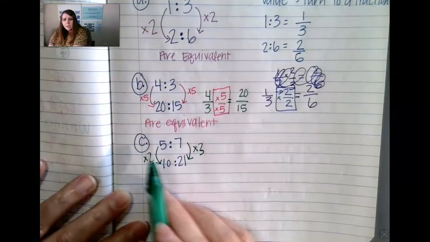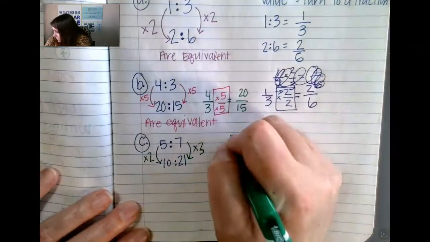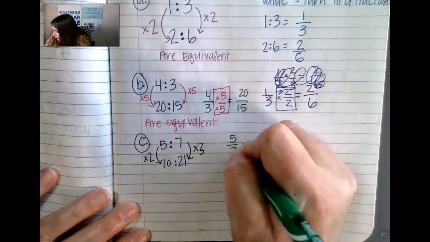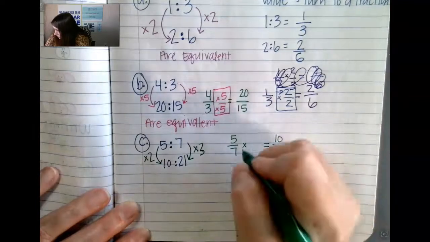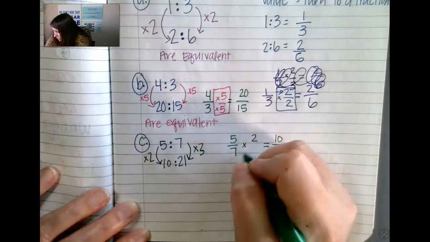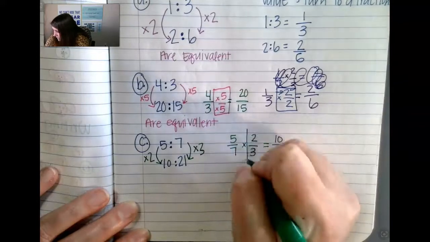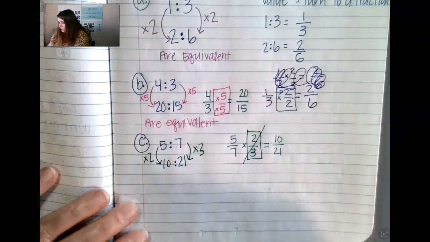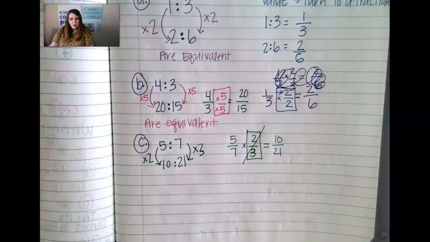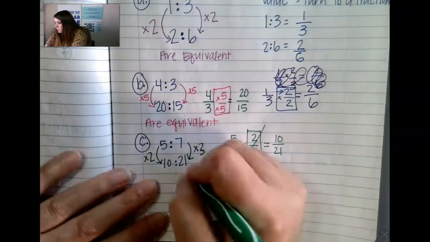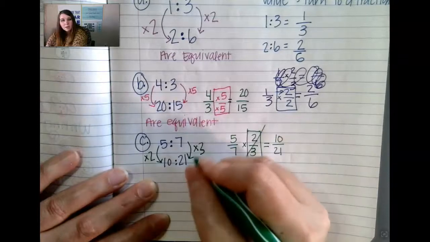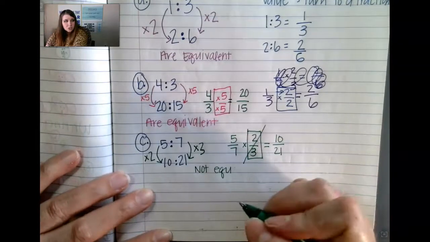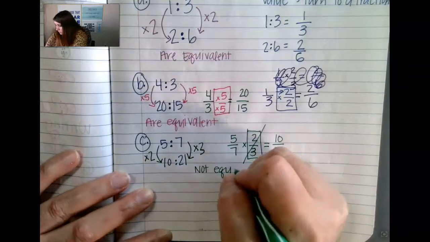So these are not equivalent because when I set these to a fraction, I have to multiply 5 times 2, but I have to multiply 7 times 3. This is not an equivalent fraction to multiply by. So this does not work. So we would say not equivalent. These ratios do not explain the same relationship. These are not equivalent.